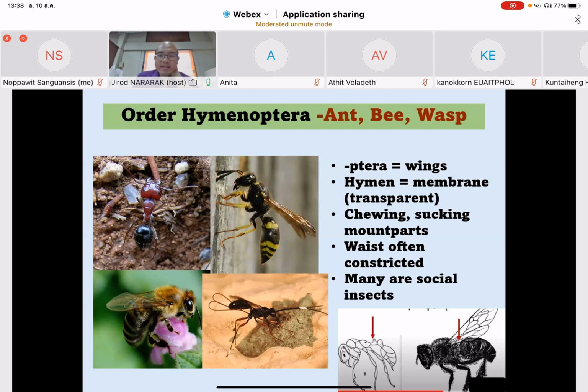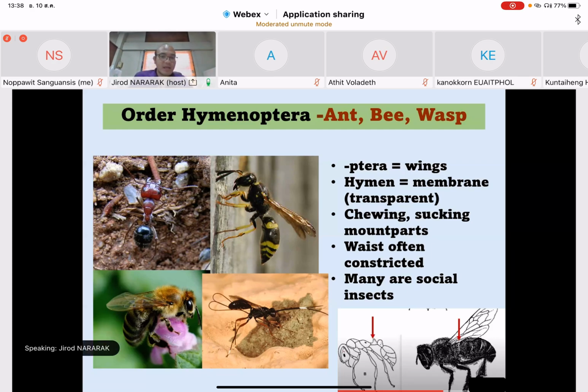The next one is the order Hymenoptera. Again, ptera means wing, and hymen means membrane. It's transparent, referring to their wing being like a membrane. They do not have many veins in the wing, as you can see here. And their mouthparts depend on the insect. Some have chewing mouthparts and some have sucking mouthparts.